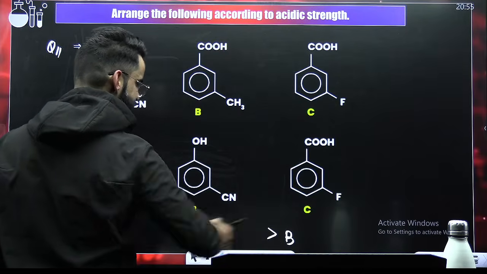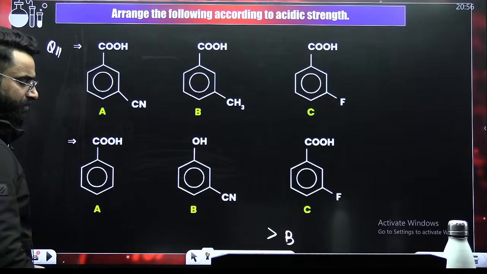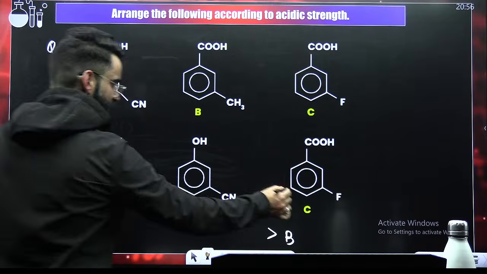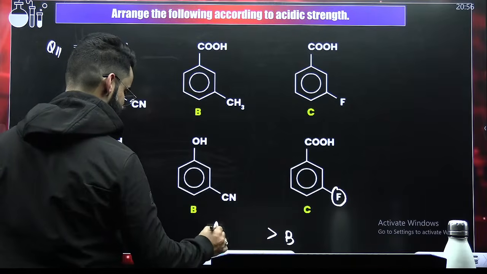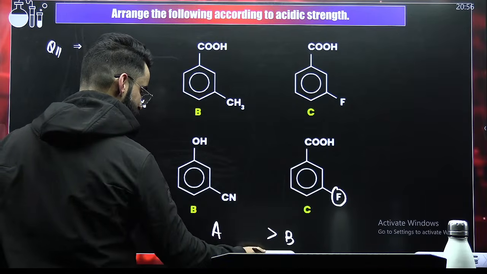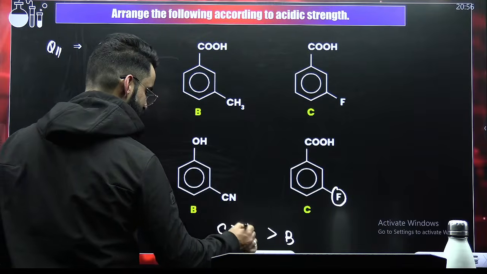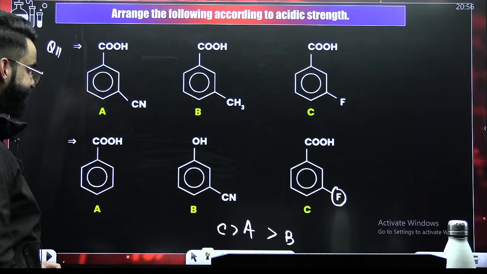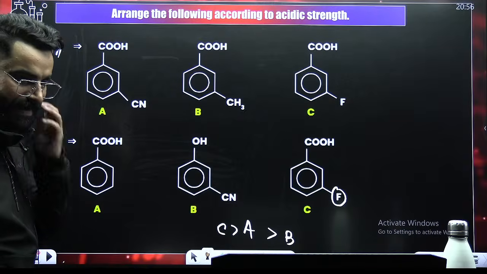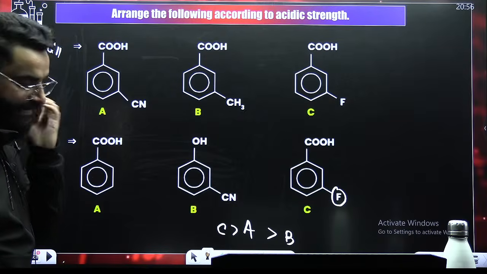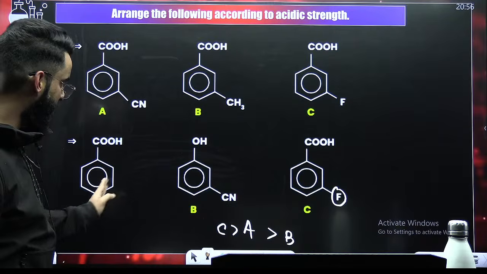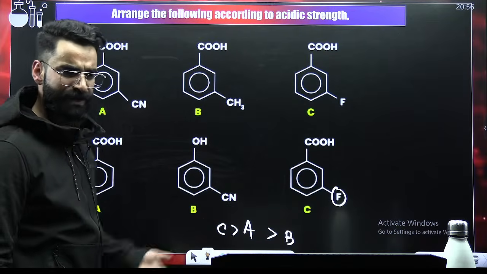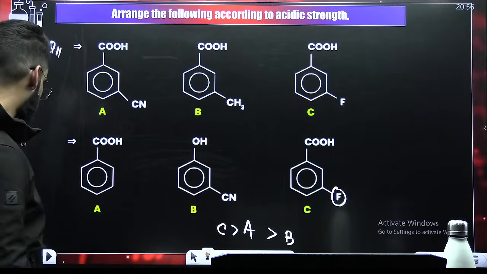Now among A and C you have to check. Here you have got withdrawing groups. Withdrawing groups increase acidic strength. So A will be maximum, followed, sorry, not A. C will be maximum, followed by A, followed by B. Correct? C will be maximum acidic here, followed by A, because this is also carboxylic, followed by B, because B is phenol. Phenols are less acidic than carboxylic acids.